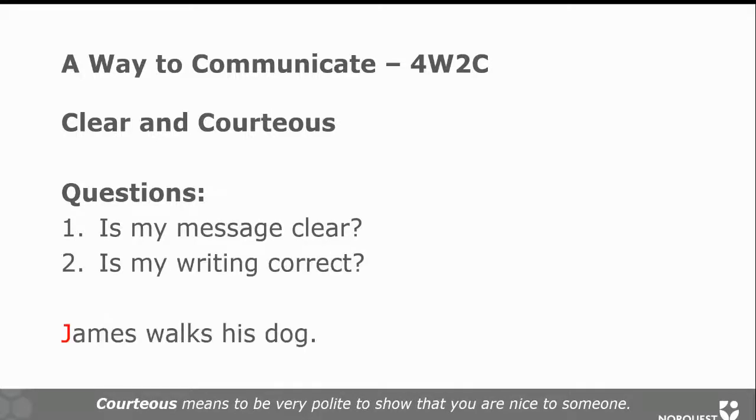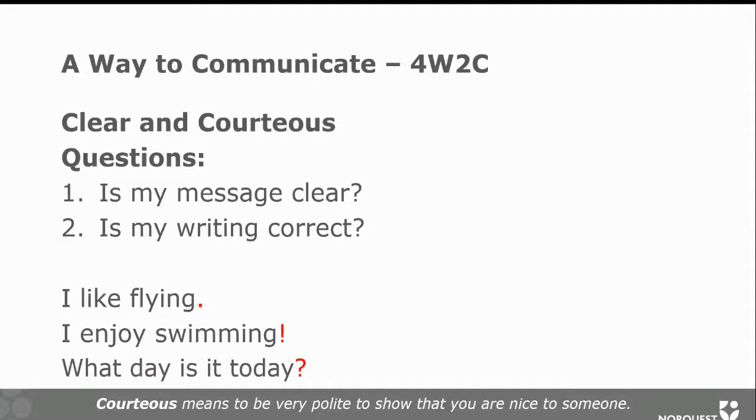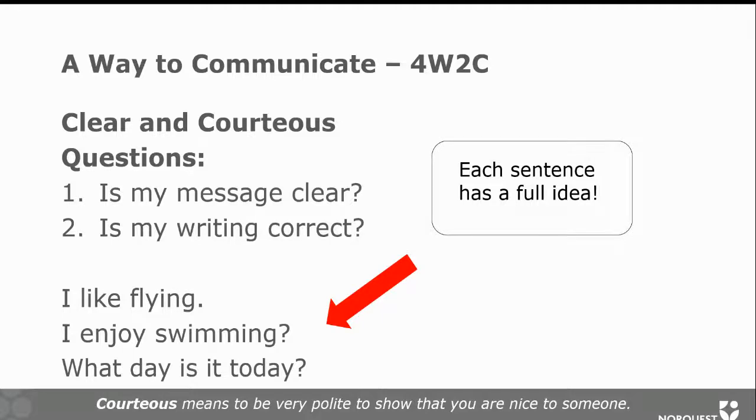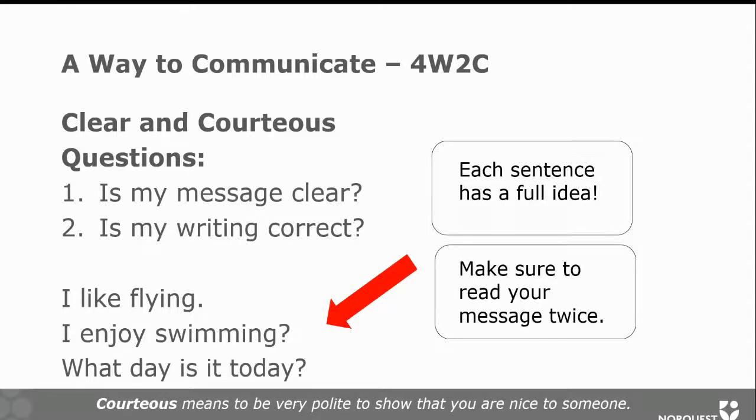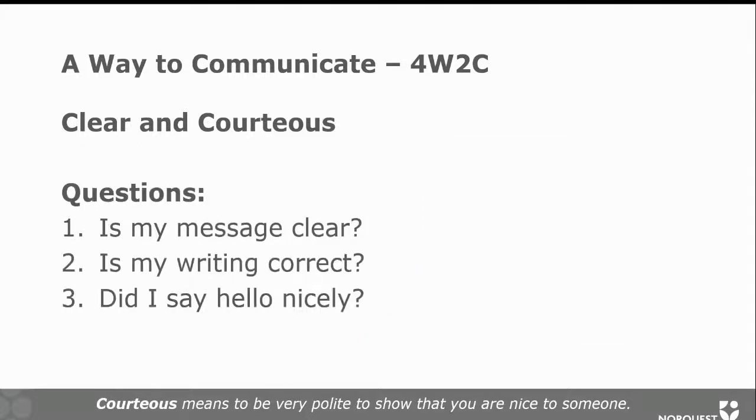Is my writing correct? Think about capital letters at the beginning of a sentence, and a period, exclamation mark, and a question mark at the end of the sentence. These sentences have a full idea and they each have a subject, verb, and object. Make sure what you have written is correct. Make sure to read your message twice. You can have a family member or a friend read over your words.